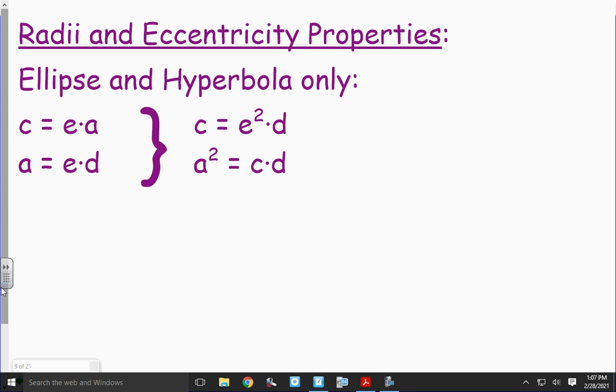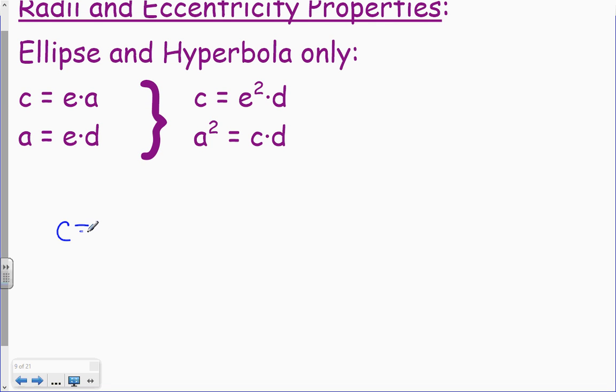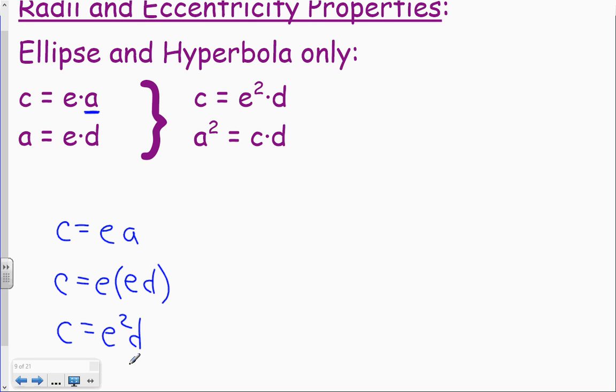If you take that first property, C is equal to E times A, and you replace the A with the second equation, notice what happens. You end up with C is equal to E times, and so I'm replacing A with E times D. And so I end up with C is equal to E squared times D. That's that first property I wrote over here on the right.